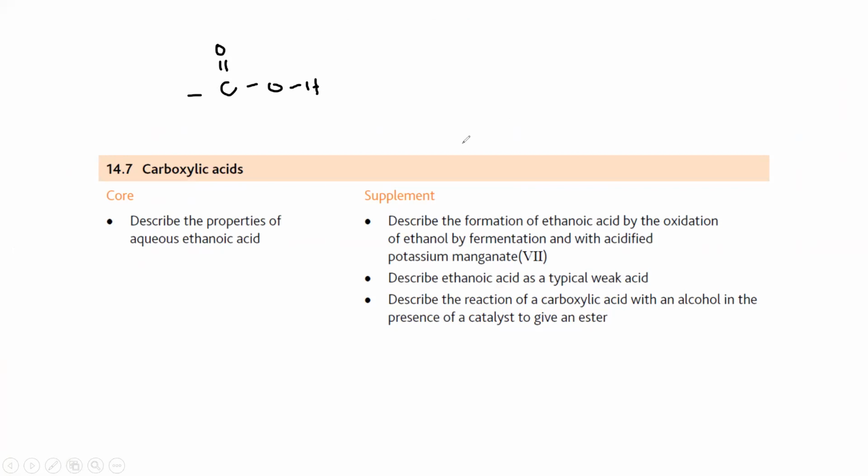So carboxylic acid, C double bonded with O and OH, and the name should end in oic acid. So if we have one carbon atom in the structure, one carbon we call meth, with a single bond between the carbon atoms, so that is why it is "an". And due to the presence of this group, C double bonded with O and OH, we call that oic acid. So methanoic acid.